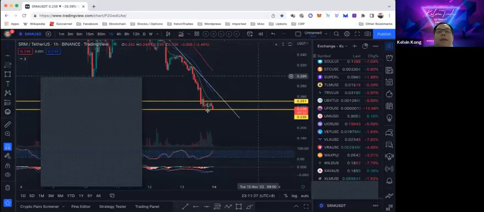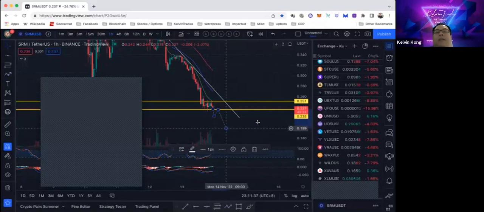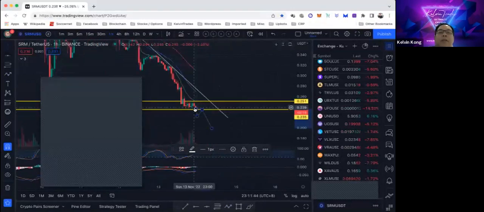Okay. I would prefer to wait for it to break out, retest, then I go in. Okay. Right. Because it could be a fake out. So a safer entry will be wait for retest. And if the retest is successful, yeah, it will continue to go down.